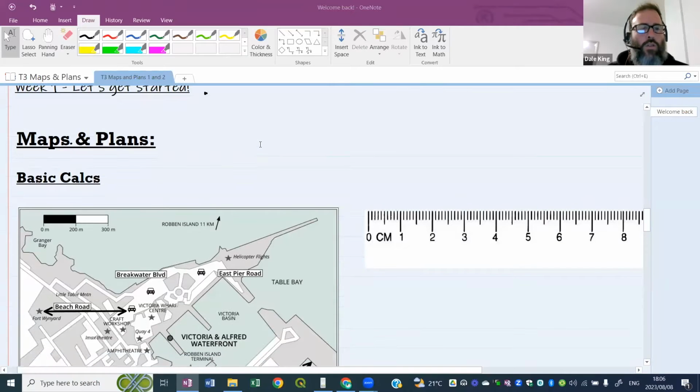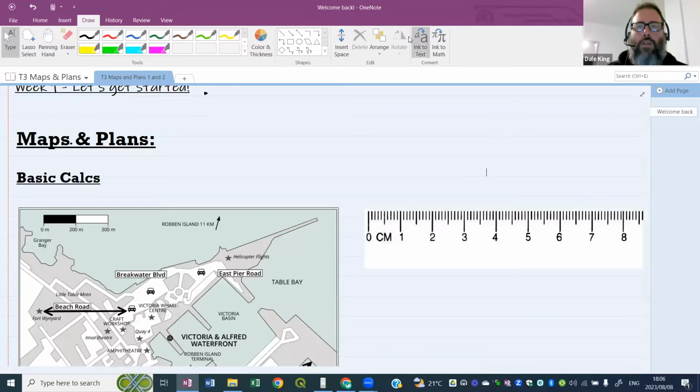So we're going to do some basic calculations with this map. Now, it's difficult to teach this online because you should have a map in front of you. You should be measuring and working on your map. It's a bit difficult, but I've got a ruler here to work with, and I'm going to use the ruler to show you exactly what you need to do. We'll see how it goes.